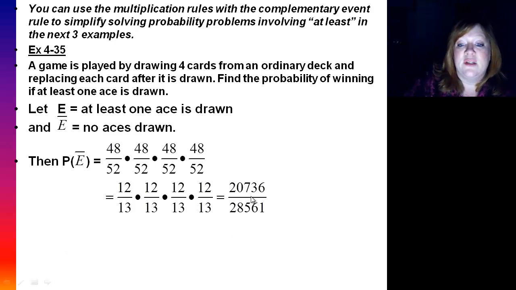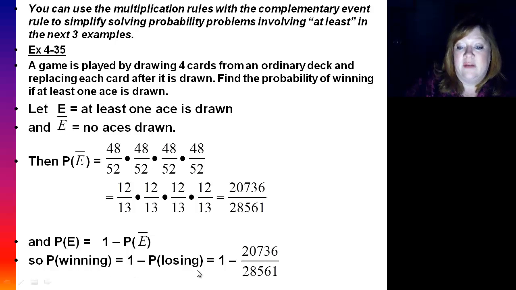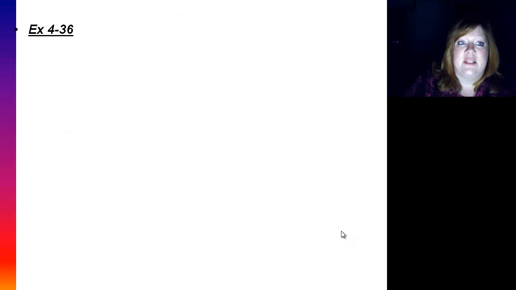Now remember, this is the probability you're not going to get any aces. So to find at least one, we just subtract that from 1. The probability of getting at least one ace is 1 minus P of the complement. So probability of winning is 1 minus P of losing. So it's going to be 1 minus this whole big fraction. I'd go ahead and put it as a decimal, 0.27. That's kind of interesting. Hoping you're following that.